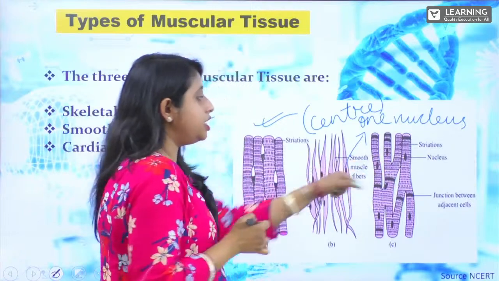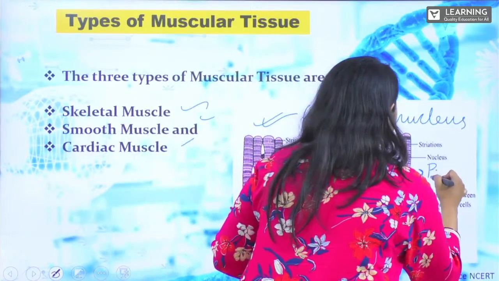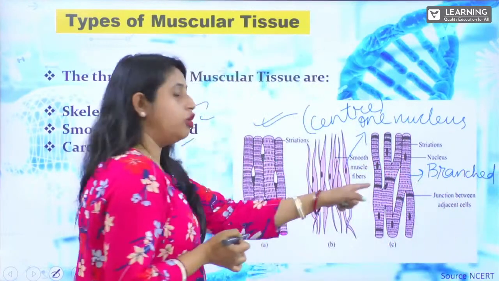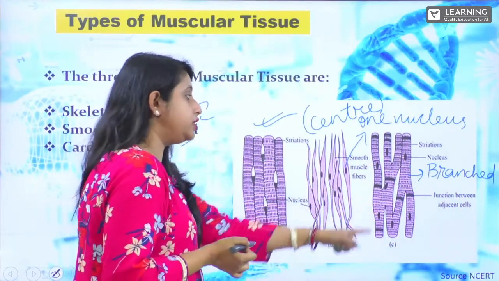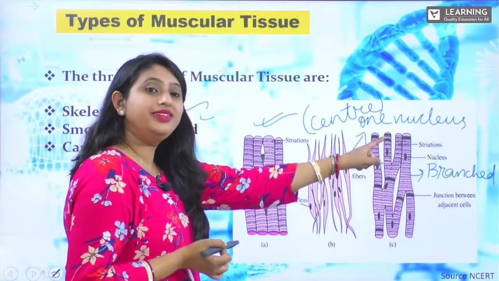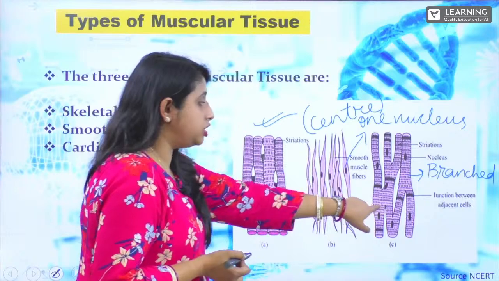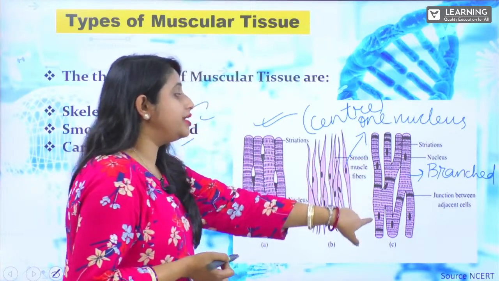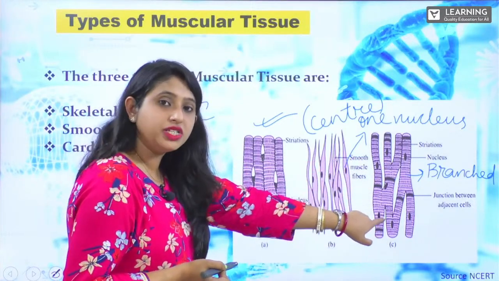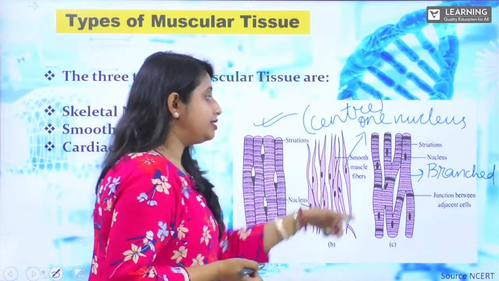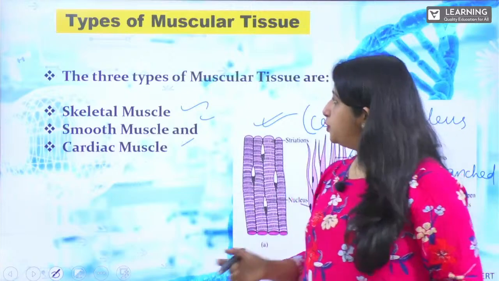Here you can see it is branched. This is cardiac. It is branched, and it also has many nuclei, and they are also arranged in an irregular fashion. See, this is the junction. This junction is known as the gap junction, which helps in the joining of all these muscle fibers. So this is the diagram from your textbook.